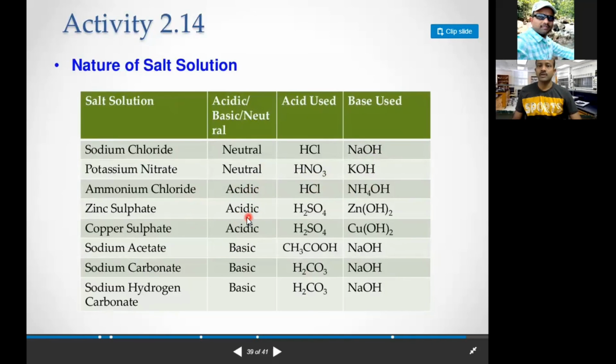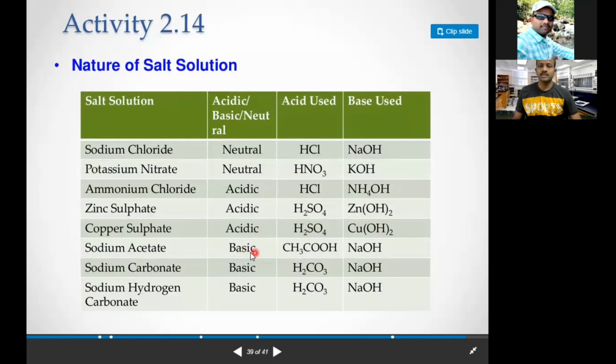Then zinc sulfate is also acidic in nature. What acid and base are we using here? H2SO4 and zinc hydroxide. H2SO4 is the strong acid and zinc hydroxide is a weak base. Here the acid is strong, so zinc sulfate is acidic in nature, right? Copper sulfate is also acidic. Why? Because here the acid is strong and copper hydroxide is weak. H2SO4 is a strong acid, weak base, so we are getting an acidic salt.